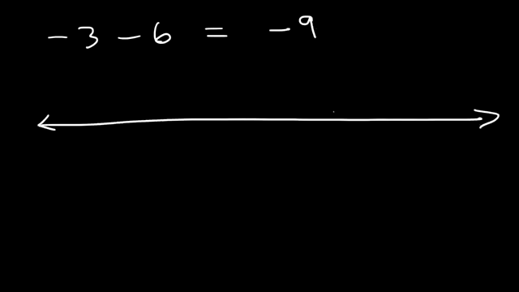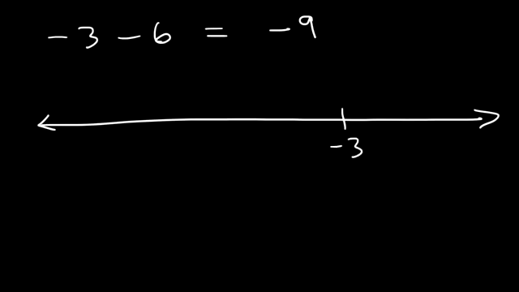Now what is negative 3 minus 6? What is that equal to? If you see a situation like this, you could basically add 3 and 6 and then make it negative. 3 plus 6 is 9, but this is going to be negative 9. But if this confuses you, you can always just use the number line.